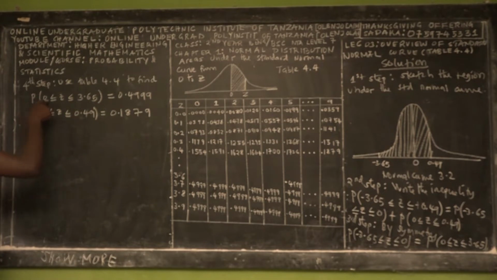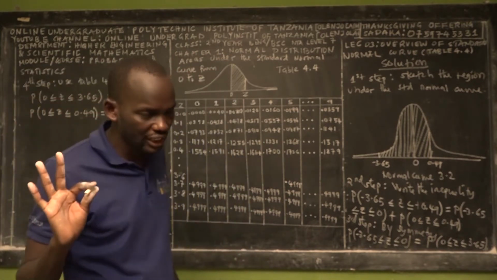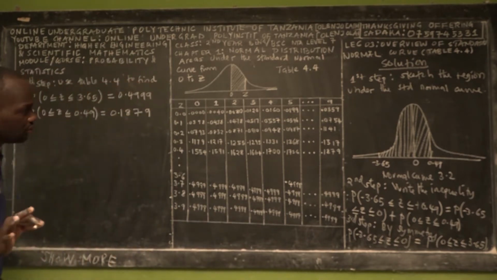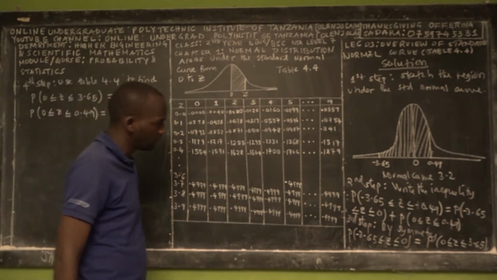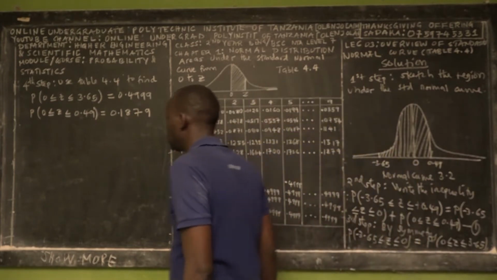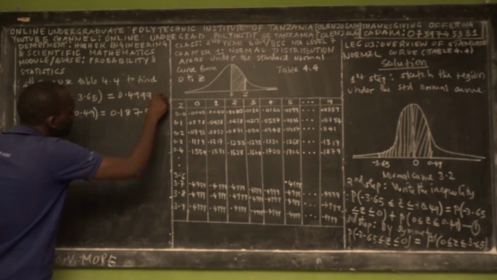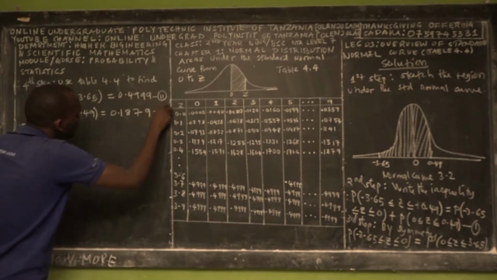Remember that the probability from 0 to 3.65 is equal to the probability from negative 3.65 to 0. And don't introduce negative, because probabilities are always positive. Bear that in your mind. So suppose that this is equation 1, this is equation 2 and this is equation 3.